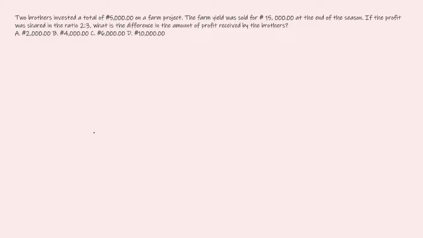The next question says, two brothers invested a total of 5,000 naira on a farm project. The farm yield was sold for 15,000 naira at the end of the season. If the profit was shared in the ratio 2 to 3, what is the difference in the amount of profit received by the brothers? So the ratio is 2 to 3. Now the profit is equal to 15,000 naira, which was the total sales, minus the amount that was invested in the first place, which is 5,000. So the profit is 10,000 naira.